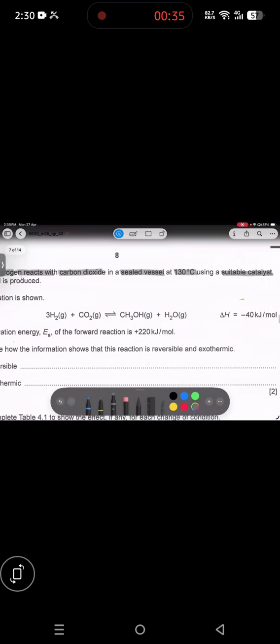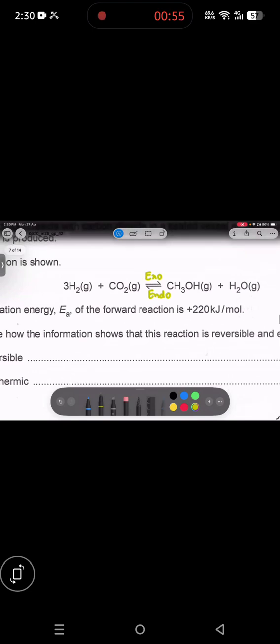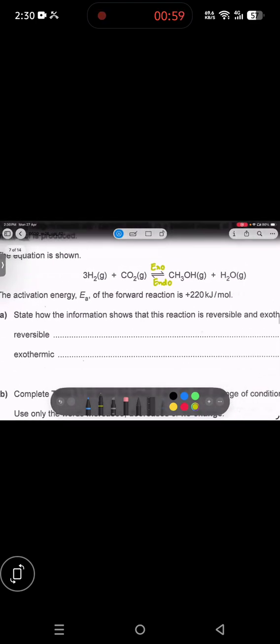Now, the type of reaction is exothermic. From the sign, we get that the type of reaction is exothermic here. So this indicates that the forward reaction is exothermic and the backward reaction is endothermic. State how the information shows that the reaction is reversible and exothermic.